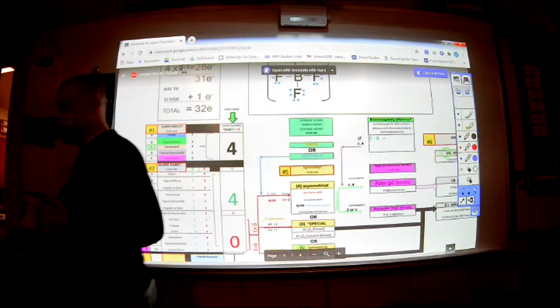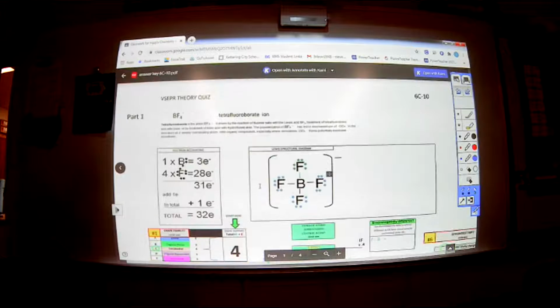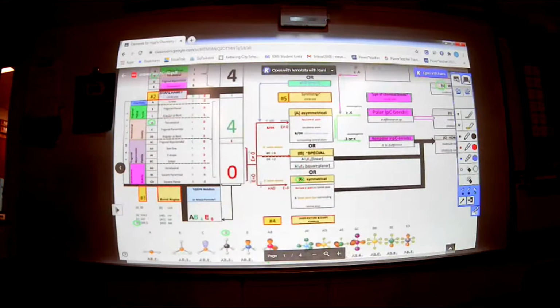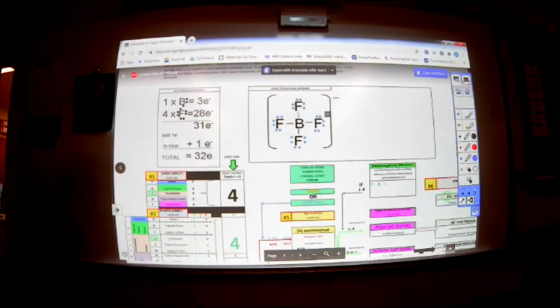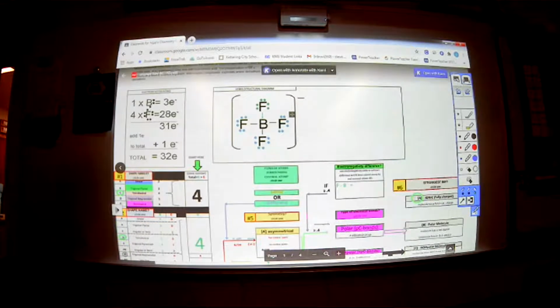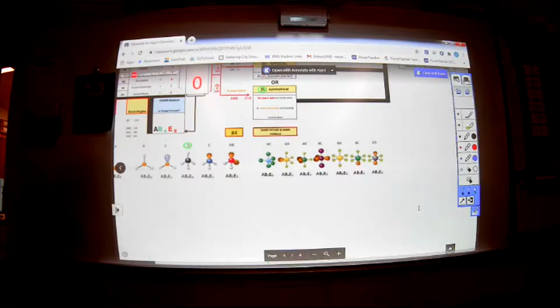Has anybody ever seen this before? Has anybody seen this before? Have we spent like 2 full days on this? Yes? This one was charged. You remember number 1 here, part 1 was charged, so we came over here and circled ionic. Remember that? We circled ionic.